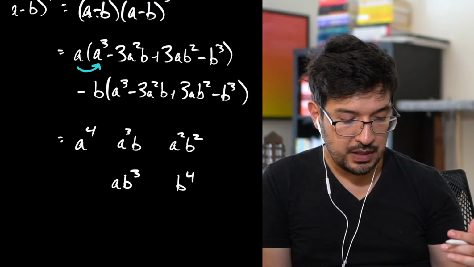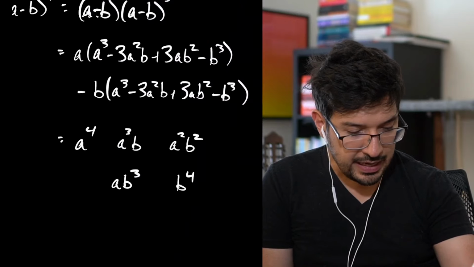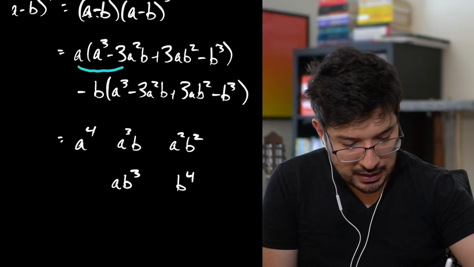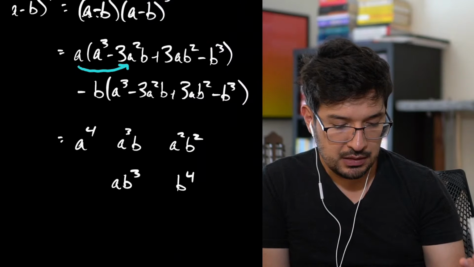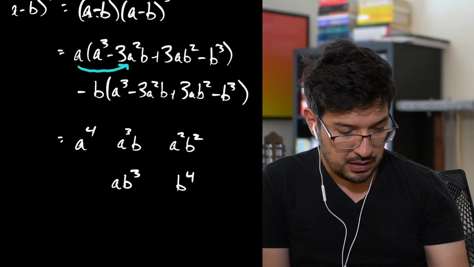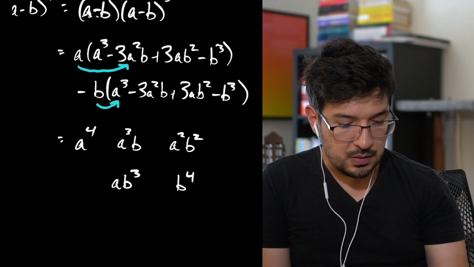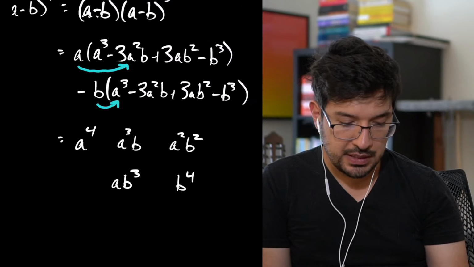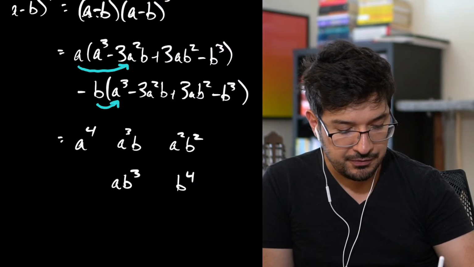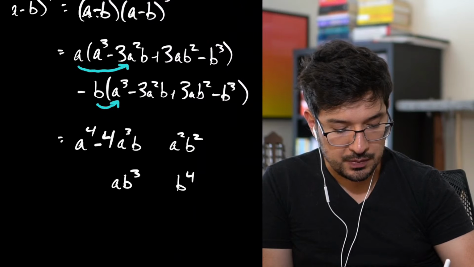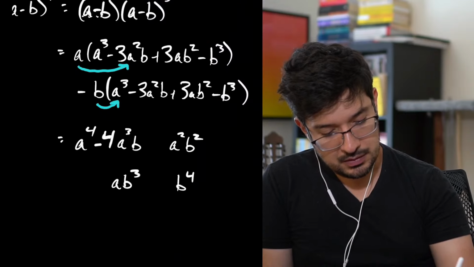So a cubed b. We can get a cubed b by multiplying a times 3a squared b. A cubed b can also be from this one. So adding those two together, thinking ahead, there will be negative 4 a cubed b terms.